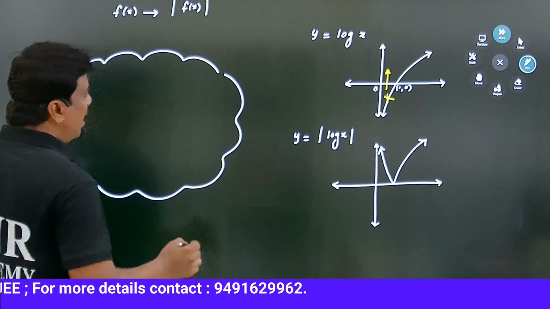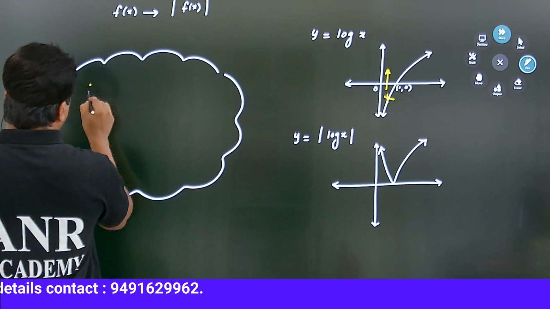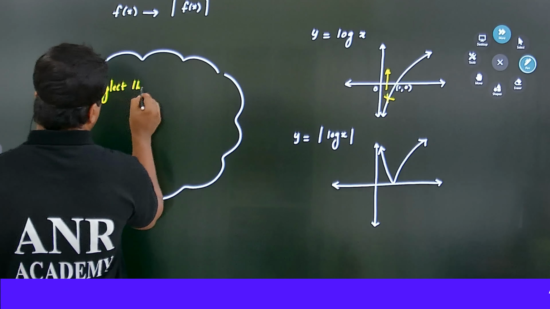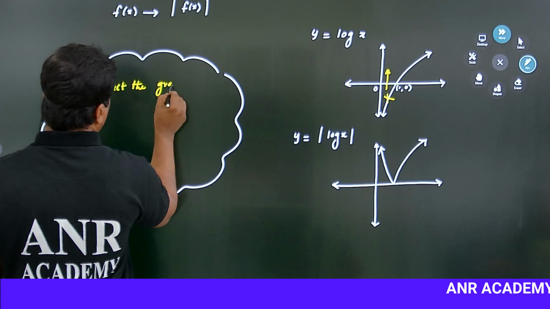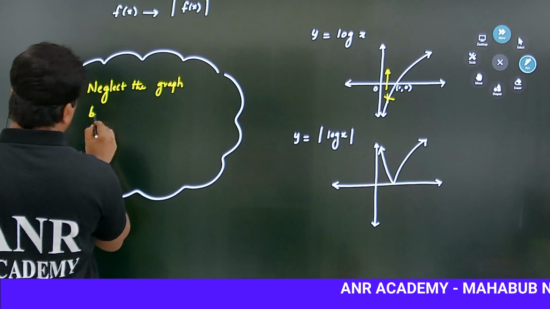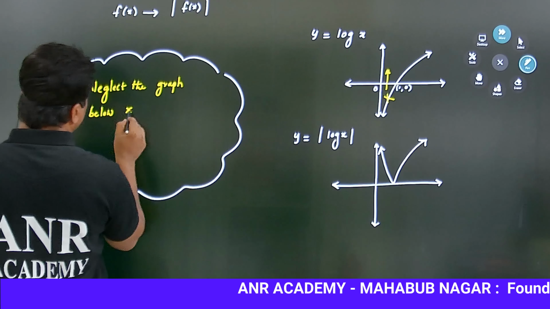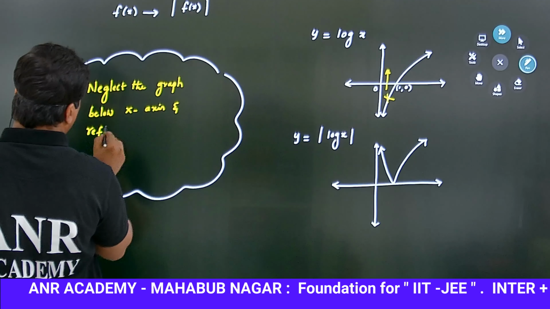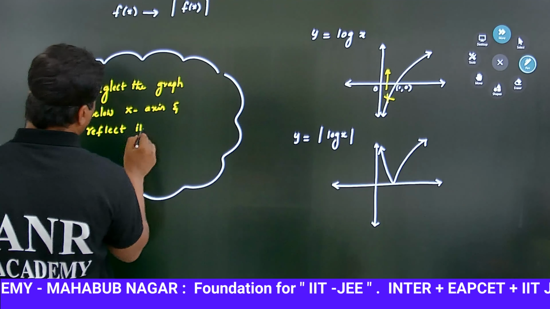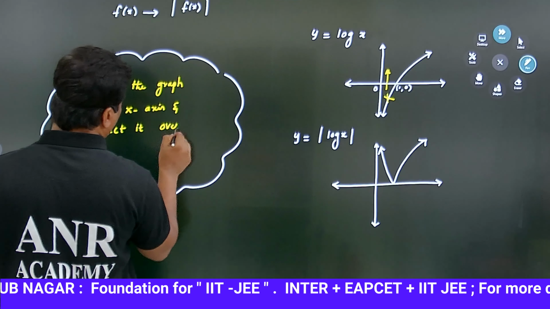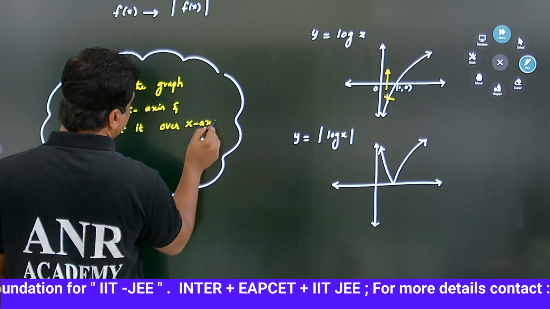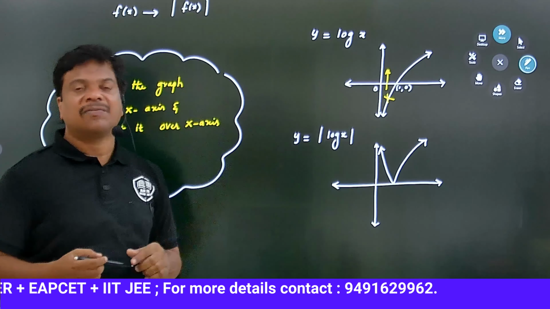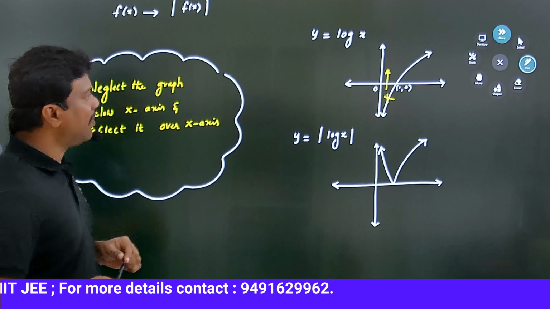So here I am going to write the condition: neglect the graph which is below the x-axis, and you have to reflect it over the x-axis. So this is the logic behind the transformation from f of x to modulus f of x.